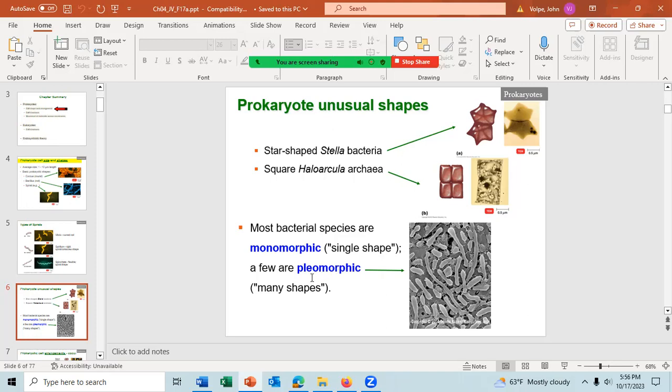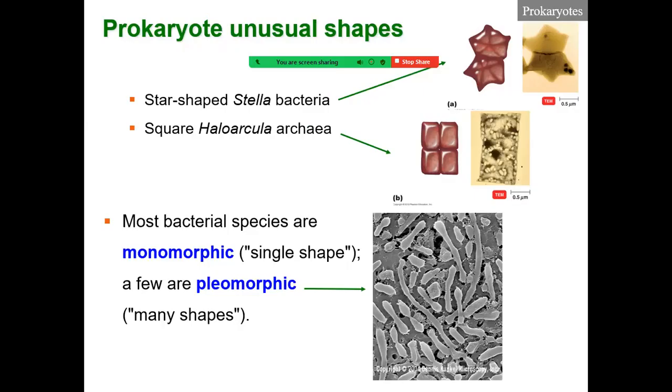But a few species are pleomorphic, like this species here. Let me blow this up. Pleomorphic means there are different types of shapes of cells. Usually the pleomorphic bacteria are bacteria that do not have a cell wall, and because they don't have a cell wall, they can take on different shapes.